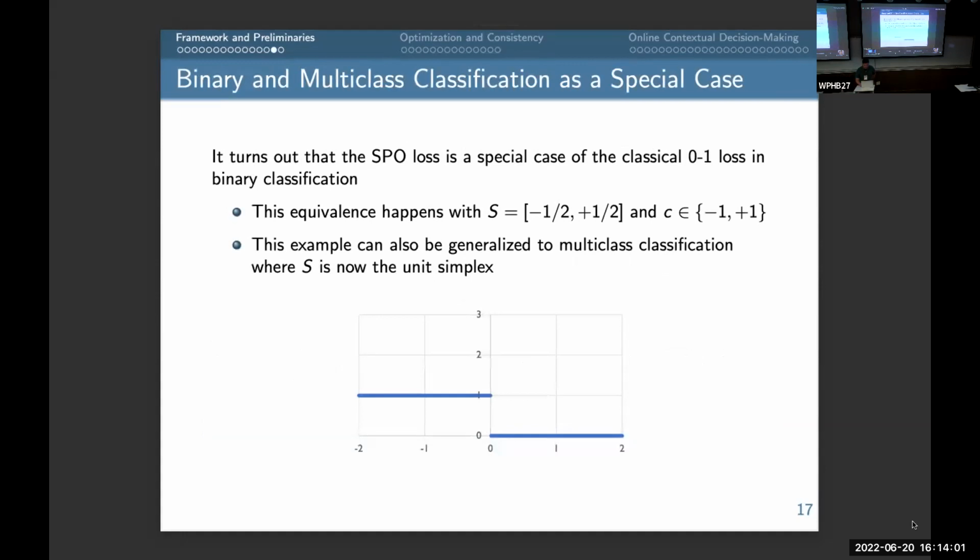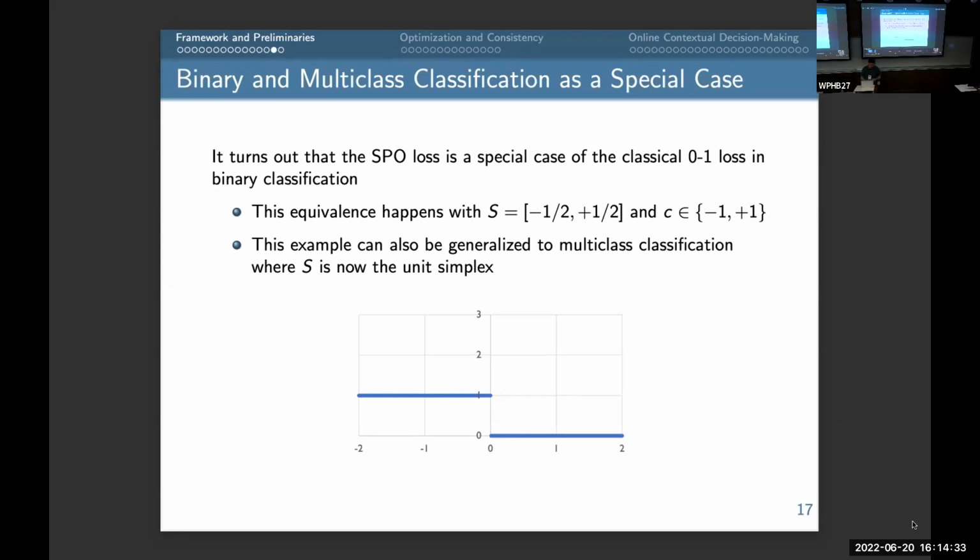Okay, so just to give a little more intuition, we can actually show that the SPO loss here is a special case of the classical 0-1 loss in binary classification. This simple equivalence happens when S is just an interval and the cost vector distribution is supported on labels of -1 and +1. In that case, the SPO loss corresponds exactly to the loss which gives you a loss of 0 if you make a correct prediction for the label, and a loss of 1 if you're incorrect.